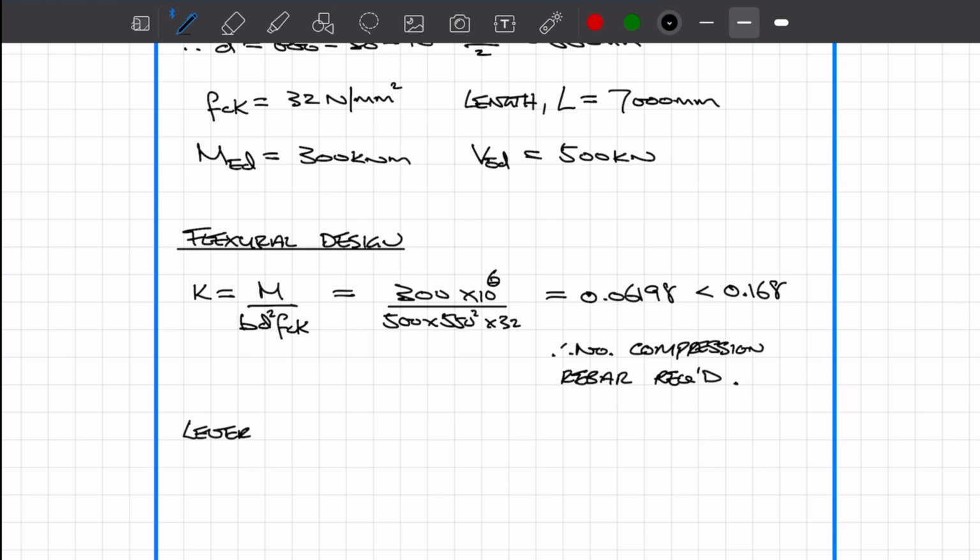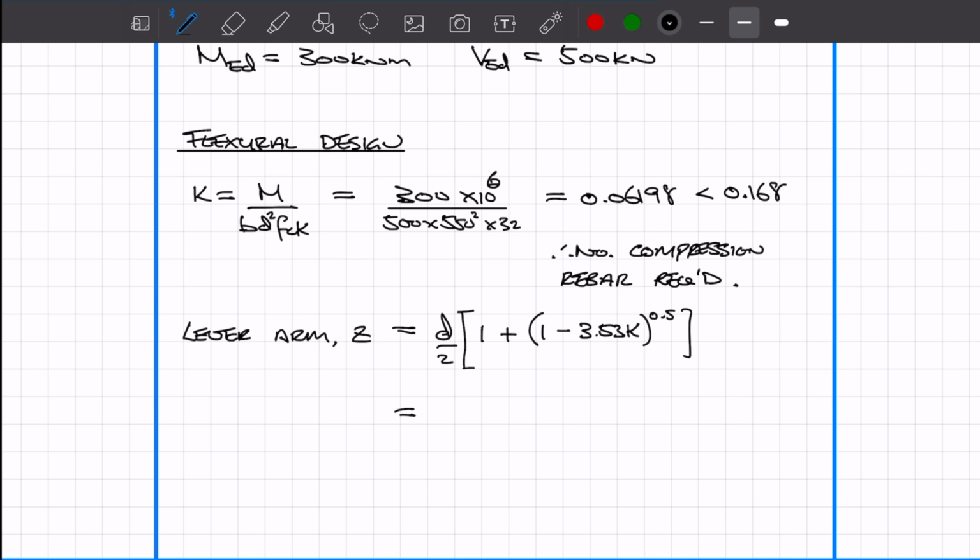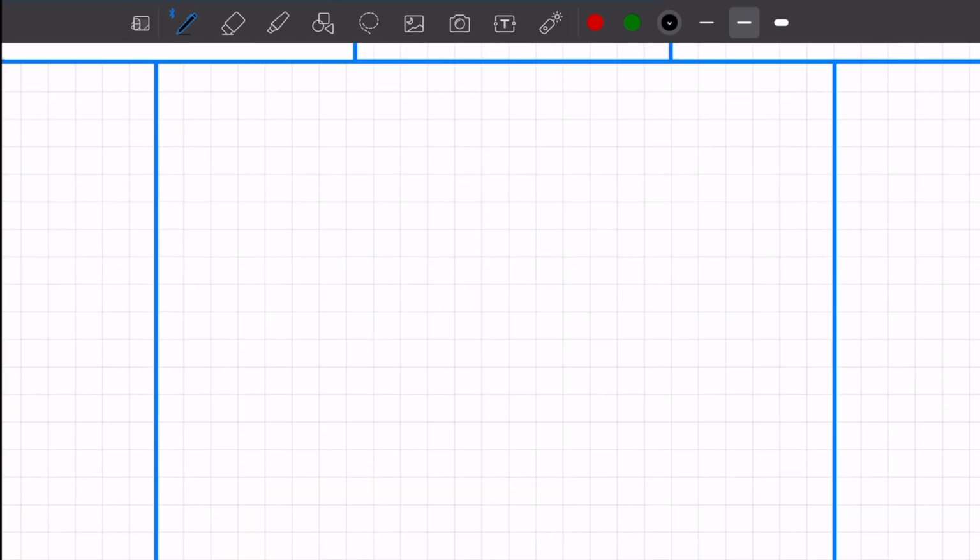Next, we need to determine the lever arm Z, and this is the effective depth over 2 times 1 plus the square root of 1 minus 3.5 times the K value you just calculated. The lever arm needs to be less than 0.95 times the effective depth. Once you plug the numbers in, the Z value is 518mm, which is less than 522.5mm, therefore we use 518mm.